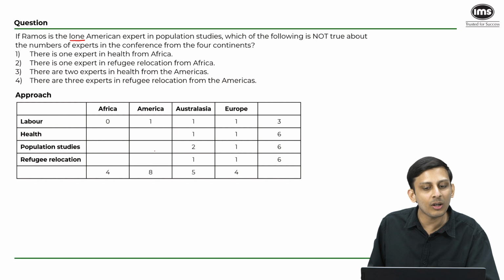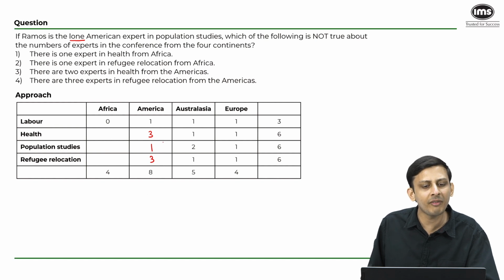So America has only one expert in population studies. Now using this, the total for America is 8, out of which we have 1 and 1, which is 2. So out of 8, we have 2, and 6 is remaining. For the remaining 6, the only possibility will be 3 and 3 here, because the maximum possible is 3. That's the only way we will get 8 here.